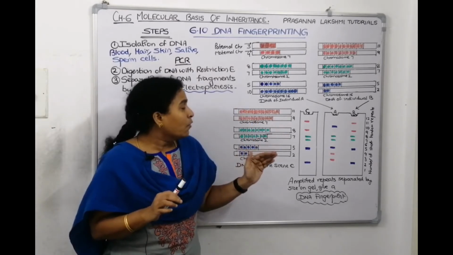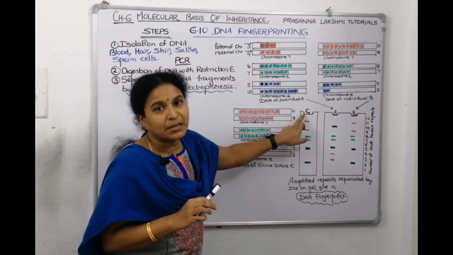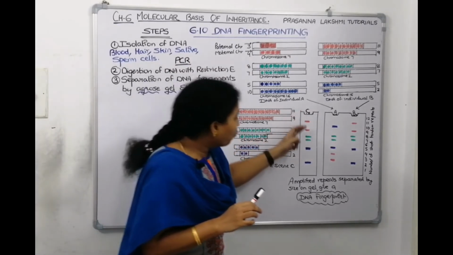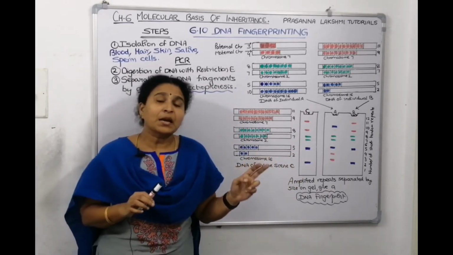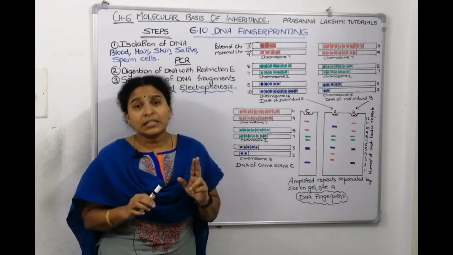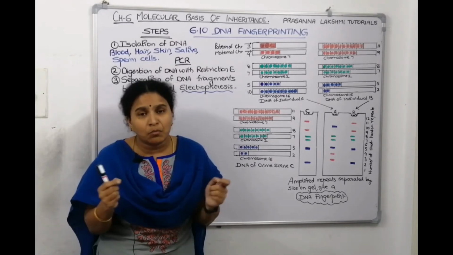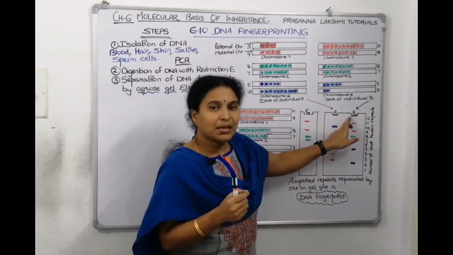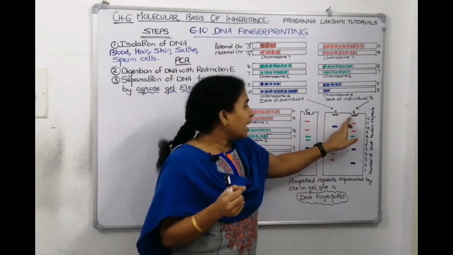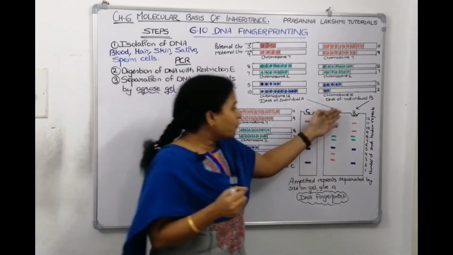Okay, now when you load all the fragments here, they start moving, and they get separated based on their size. The one which is fat, the one which has more number of bases, will stay here itself. It will move very slowly, whereas if the fragments are small, then they'll move fast, right?